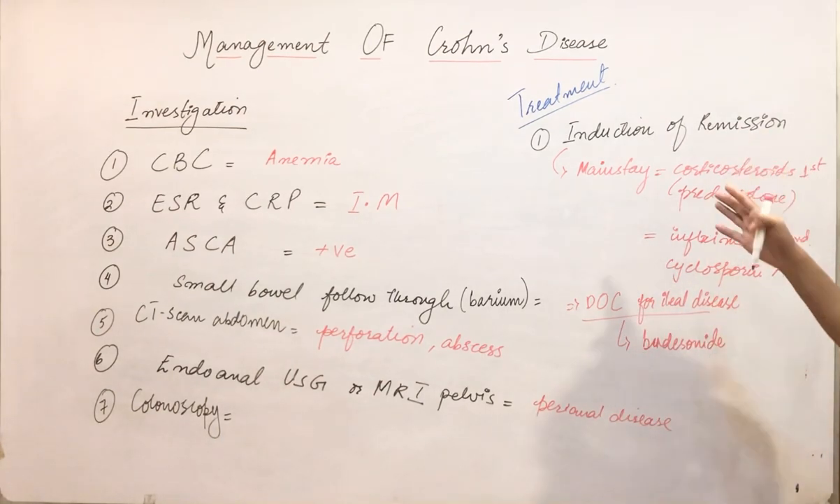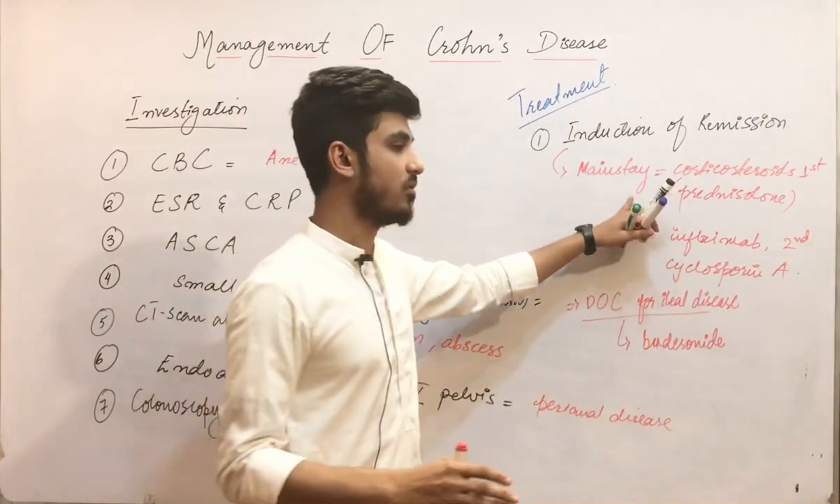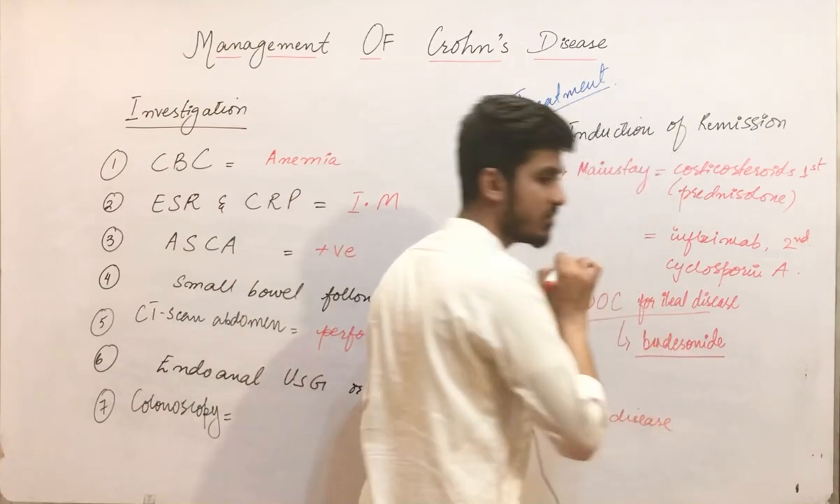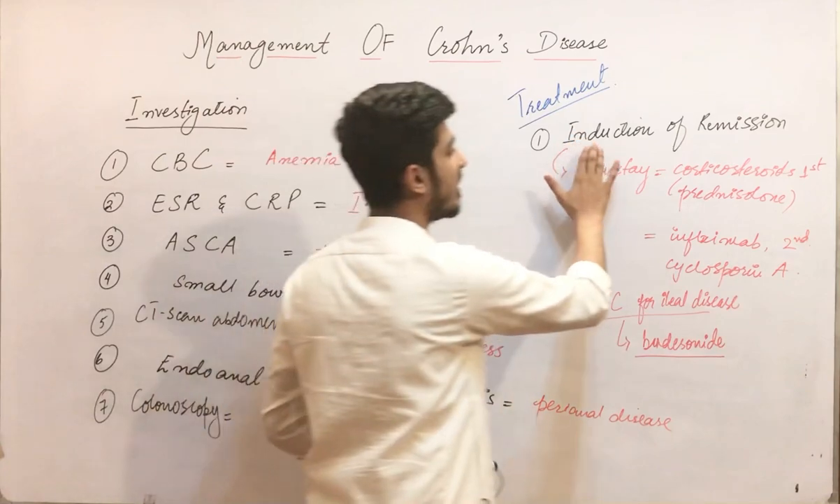This is the drug of choice for the ileal disease. But normally, which steroid is given? Prednisolone. But if the ileal involvement is there, then you will be giving budesonide. Clear? So this is how you will start your treatment.